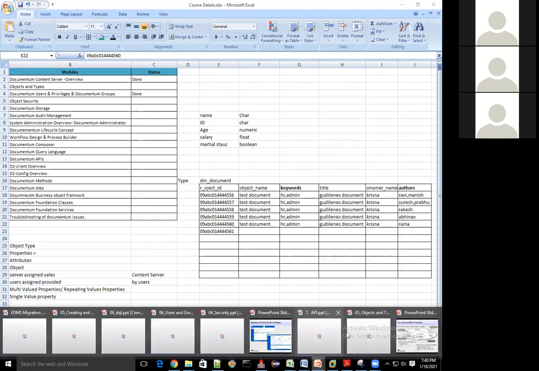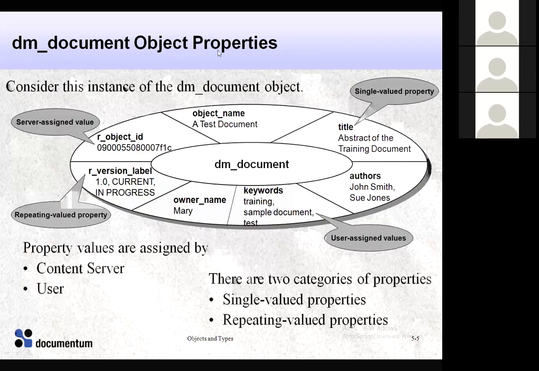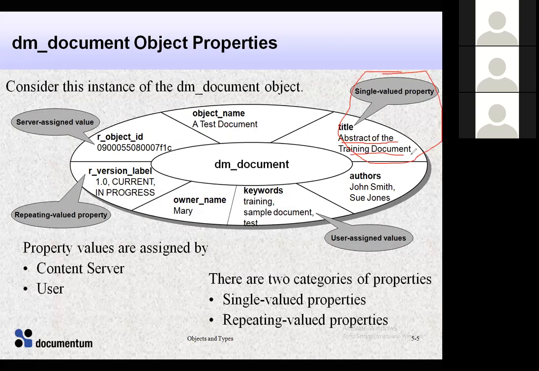Now let's come to this diagram. These are the single value properties: one complete name, the abstract of the training document. Some values are assigned by the user, meaning the user can create these values. Some values are not available for the user, and are server assigned values, like our object ID. Even the owner name is a server assigned value.